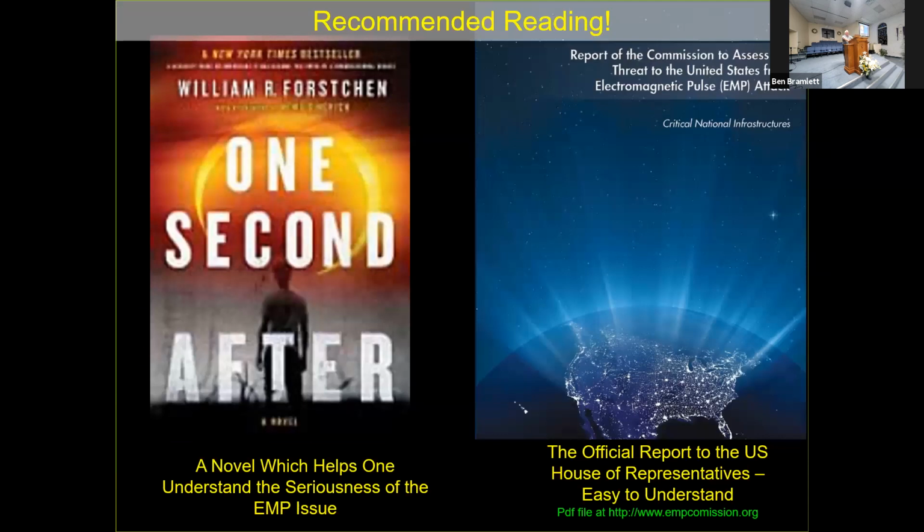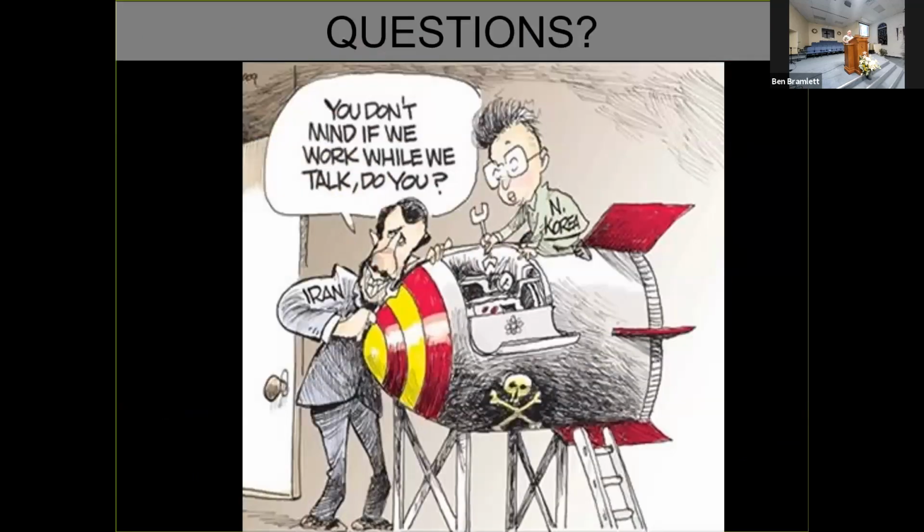If you need to get a feel for what we're talking about here, if this report hadn't done it, read One Second After. It's a fictional novel written by William Forstchen. It was commissioned by Newt Gingrich in 2007 or 2008, trying to get some awareness of this problem. And then all these reports, official reports to the U.S. House of Representatives, all of that stuff is available.